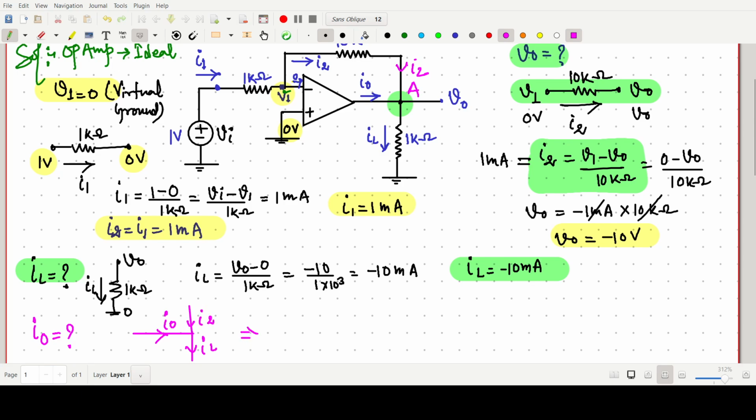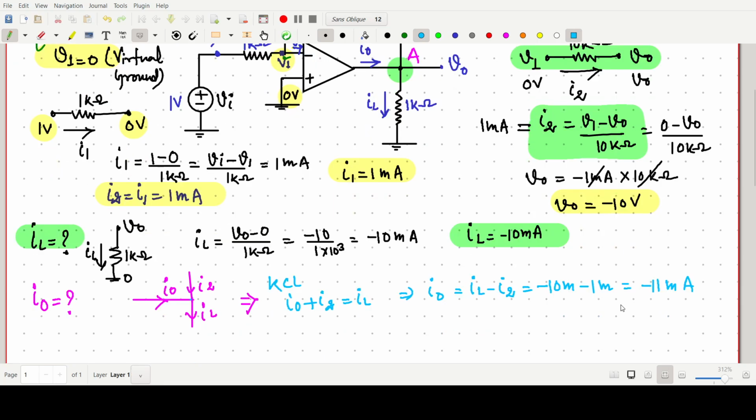So use Kirchhoff's current law, KCL. By applying KCL, what we can write? Incoming current, I naught plus I2, is the same as IL. So we have to find I naught. So I naught equals IL minus I2. IL we have already found, minus 10 milliampere. So minus 10 milli. And I2, we have I1 equals I2, which is minus 1 milli. So minus 11 milliampere we can say.